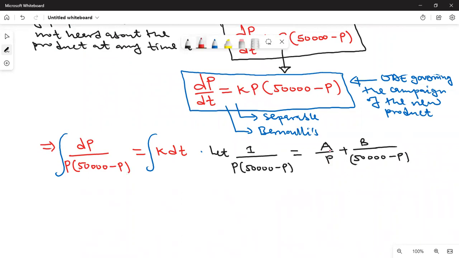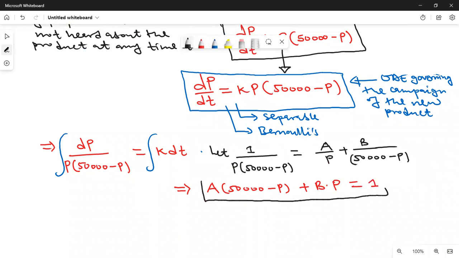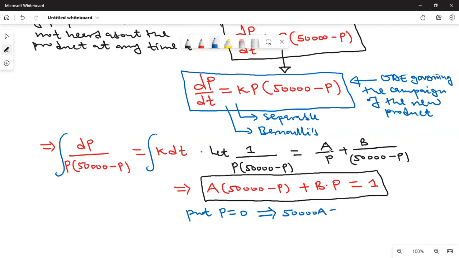If I multiply it through by the LCM, I'm going to get this: A times (50,000 minus P) plus B times P. That should be able to give us 1. So this equation is true for any value of P that you choose. For instance, if I put P equals 0, the term containing B will vanish, so that we only have 50,000 A equals 1. And so from here, you can make A the subject, so you get that A is equal to 1 over 50,000.